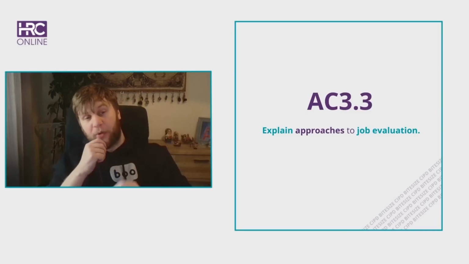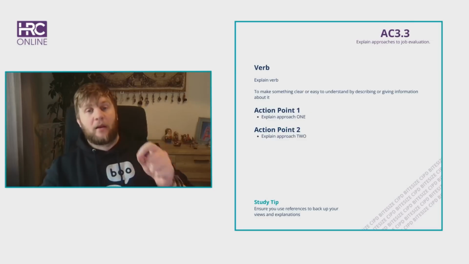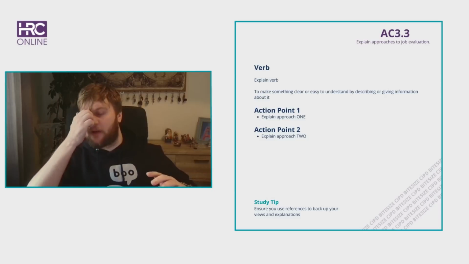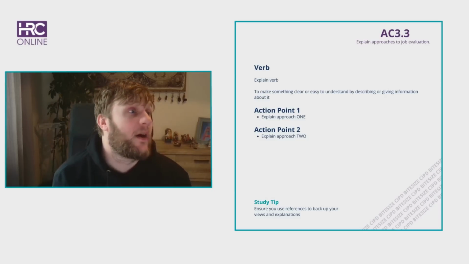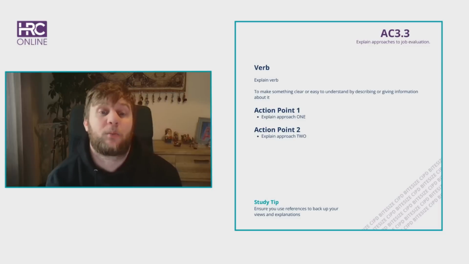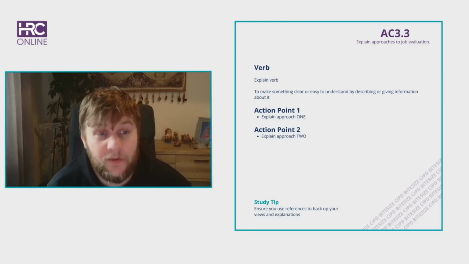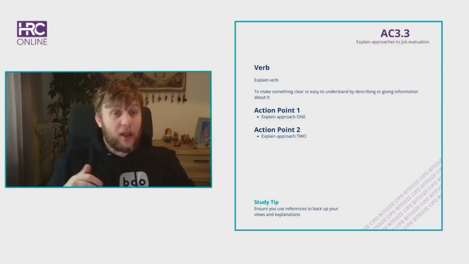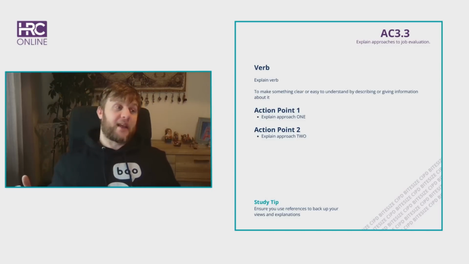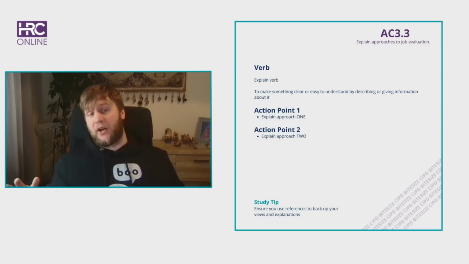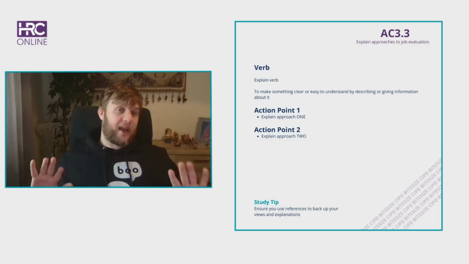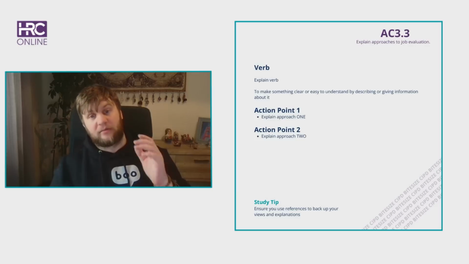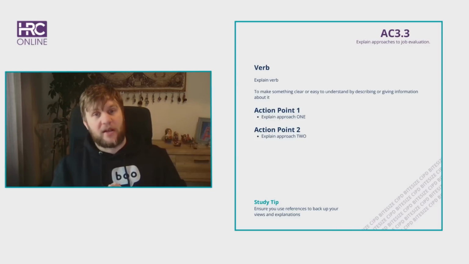So when you're explaining the approaches to job evaluation, explain approach one, explain approach two. This is quite a light question in relation to a lot of the CIPD 5HR03 units. You can break this down into two action points. You could have 150 words per action point. Normally you get around about 100 words per action point, but you get 390 words per AC. That's because there's 3,900 words in the entire unit and there's 10 questions. So that's 390 words per question. Therefore, you have 390 words to answer this.